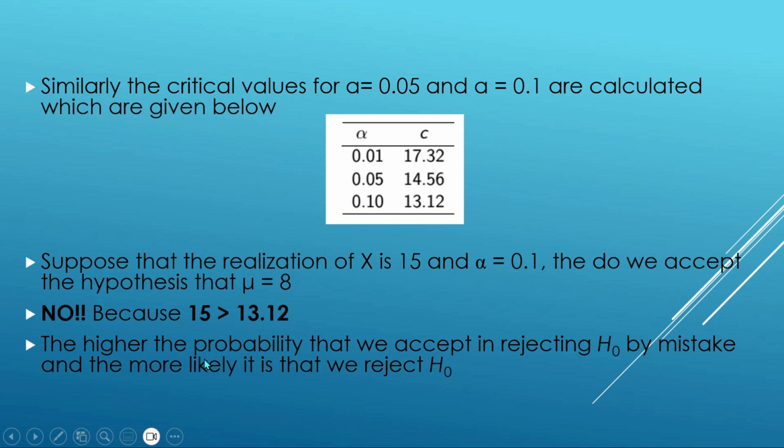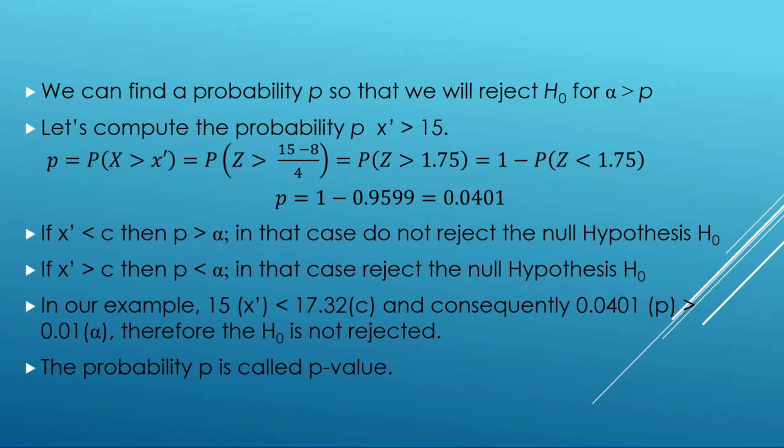The higher the probability that we accept of rejecting H naught by mistake, the more likely it is that we reject H naught. We can find a probability P so that we will reject H naught for alpha greater than P. Let's compute the probability P(x prime is greater than 15). So, the probability that our random value x is greater than x prime, which is 15 as we have supposed, then P is equal to P(Z is greater than (15 minus 8) over 4, which is equal to 1.75).